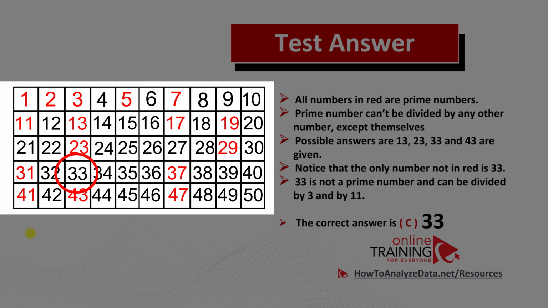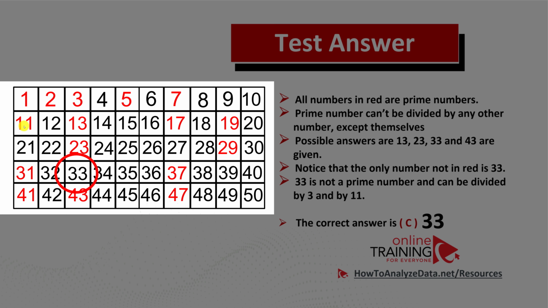You see on the left the grid of numbers from 1 to 50. And all the numbers that are considered prime numbers are highlighted in red. What is a prime number? A prime number is a number that you can only divide by itself. You cannot divide it by any other number. For example, 1 you cannot divide by anything but 1. Same for 2, 3, 5, 7, and so on.